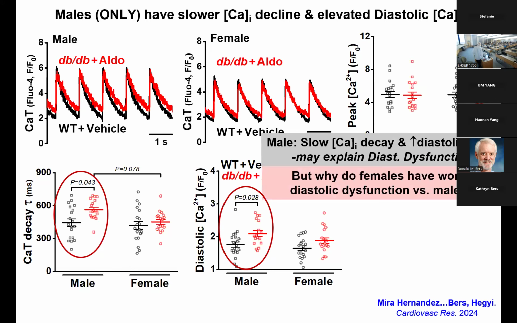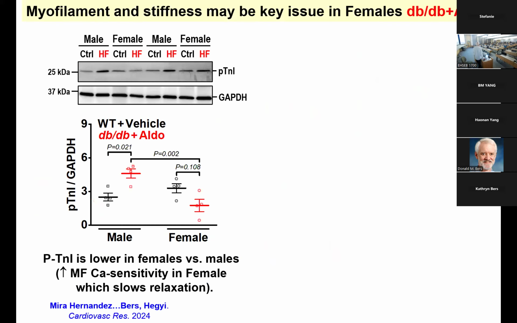So that means in the males, maybe the slower calcium decline is important and contributes, maybe not explains, but contributes to the diastolic dysfunction. Calcium just doesn't get down between beats. Heart doesn't relax as well. It's stiffer. But why is the HFpEF phenotype worse in the females?